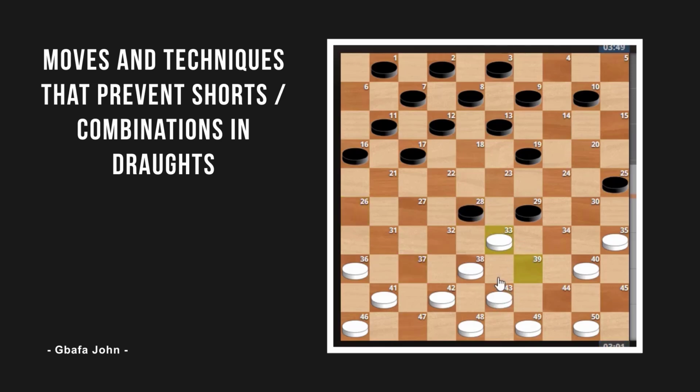So we see that the piece at the vertex of the square 43 will take the shot. And then let's look at the last example.